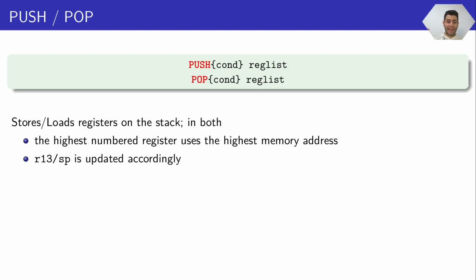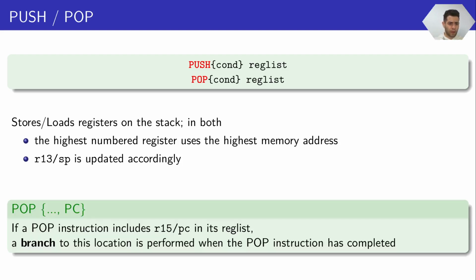Then at the end of the execution, the stack pointer is updated accordingly. If a pop instruction includes the program counter at the very end, a branch to this location is performed when the pop instruction has completed.